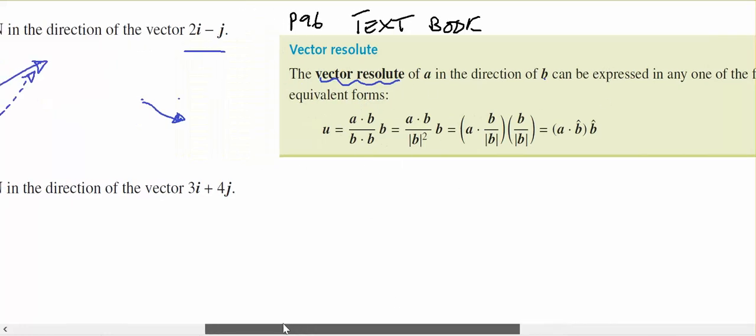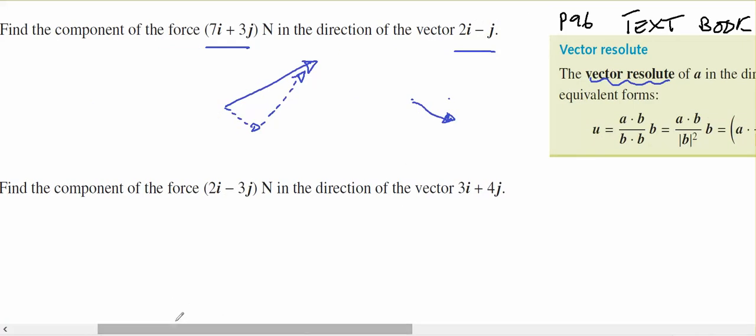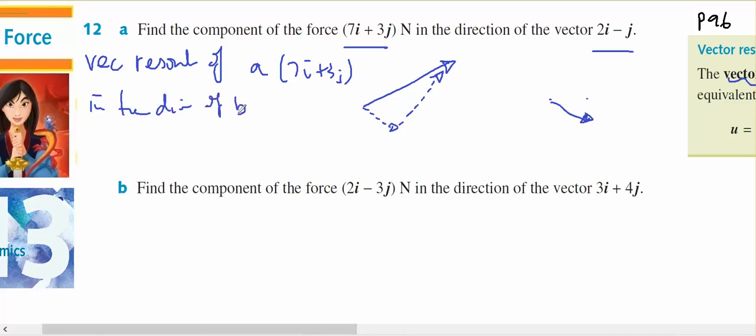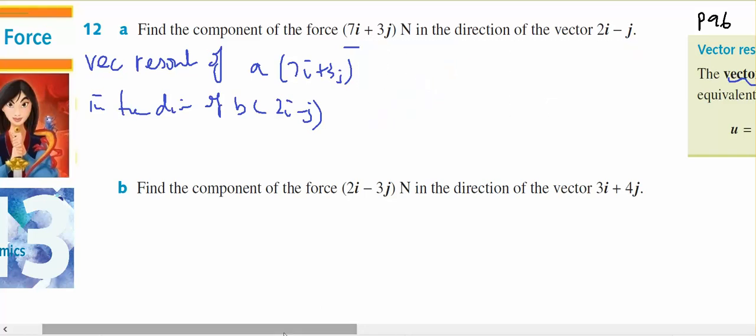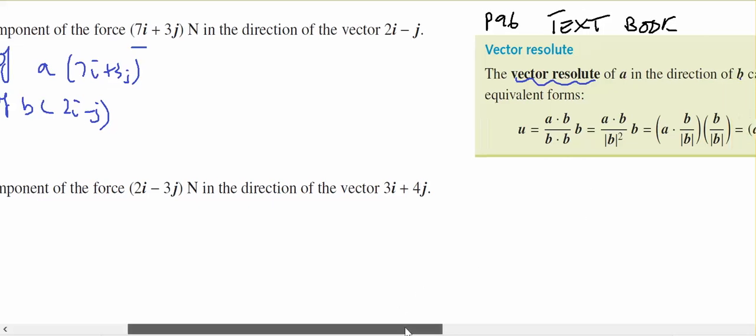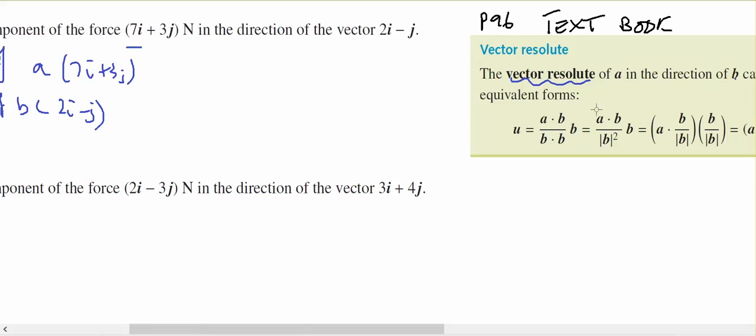Okay, so I want to find the vector resolute of A, which is 7i plus 3j, in the direction of B, which is 2i minus j. That's what the question's actually asking. So I'm going to use vector resolutes. And the formula is, let's use this one.